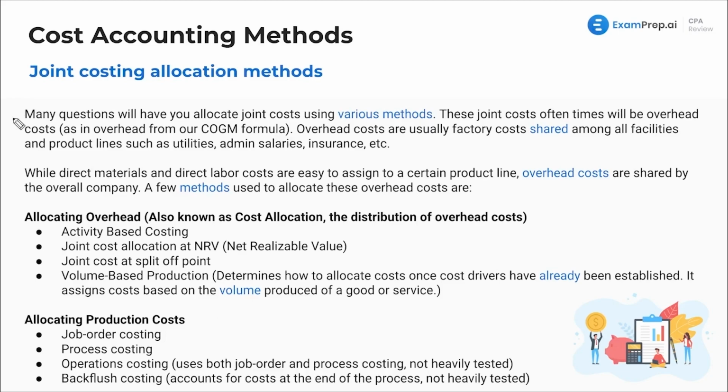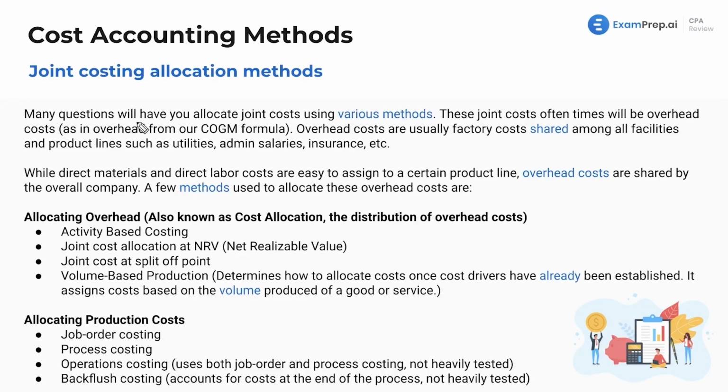Again, all this is, you're just allocating that lump sum of overhead to our different product lines or services or departments. So many questions are going to have you allocate joint costs using various methods. Here are our methods. These joint costs oftentimes will be overhead costs, as in the overhead from our cost of goods manufactured formula. Overhead costs are usually factory costs shared among all facilities and product lines such as utilities, admin salaries, insurance, etc.